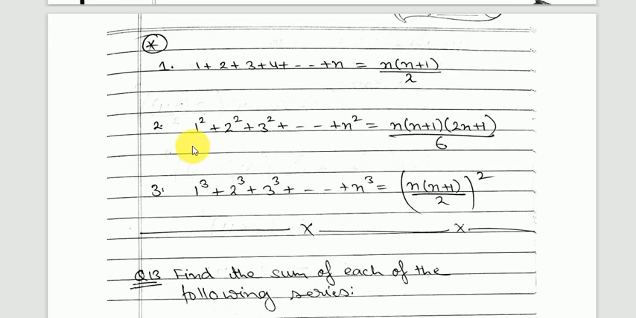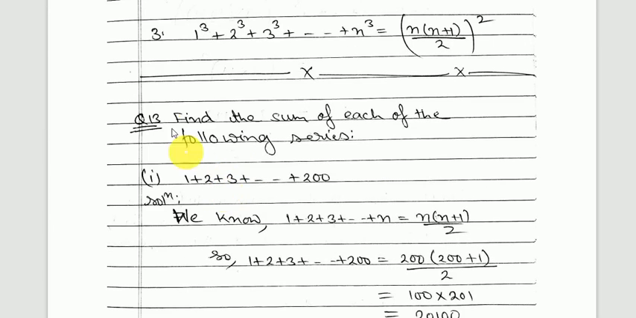And sum of squares of first n natural numbers is given by n into (n plus 1) into (2n plus 1) upon 6, and sum of cubes of first n natural numbers is given by [n into (n plus 1) upon 2] whole square. This is easy to remember because for the cube you have to simply take the square of the first formula. The second formula might take time to remember, but the first and the third are easy.